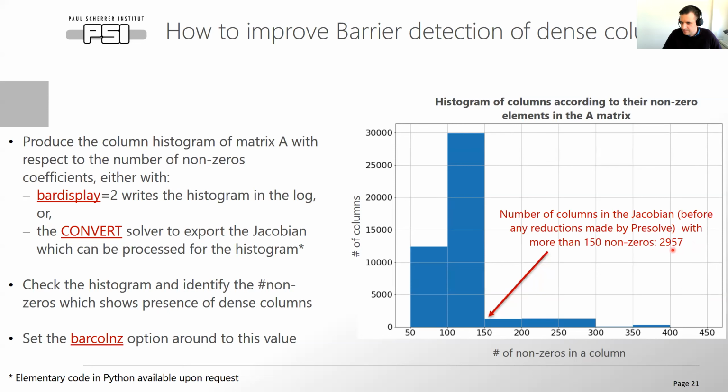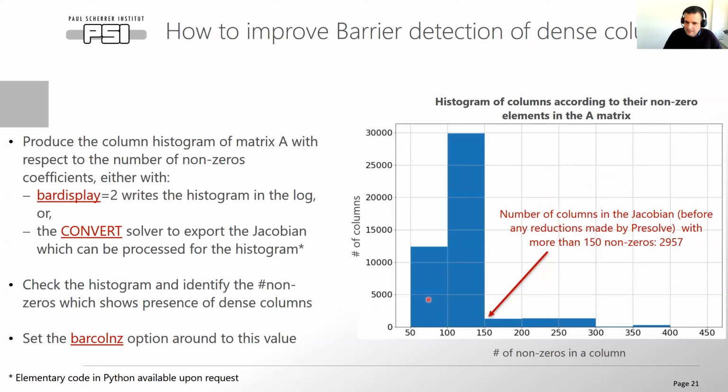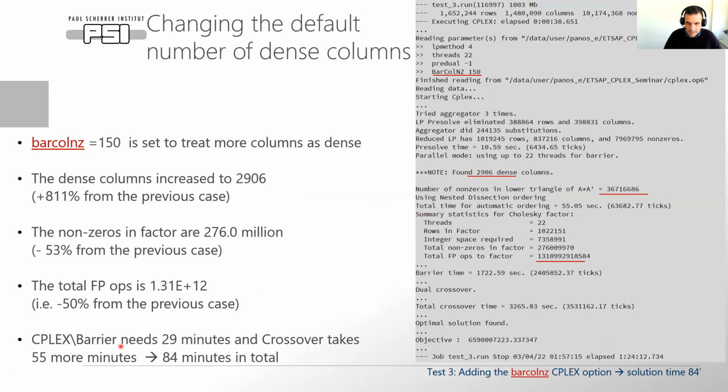But you can see that this number is very close to this number here, which means this is a threshold for us to go to barrier and say, barrier, treat as dense columns whatever column has more than 150 non-zeros. And how do we do that? We just set the bar colon Z option. Now we expand our CPLEX option file with bar colon Z 150. What happens? The dense columns that barrier detects is 2,906, exactly as much as we calculated.